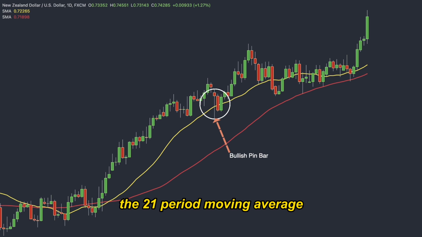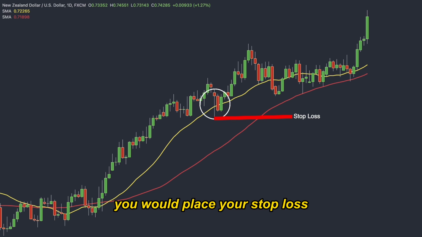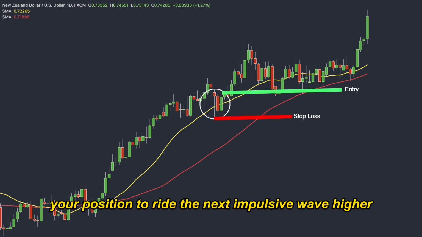The 21-period moving average has acted as dynamic support, and the pin bar signals that the buyers are still in control. You would place your stop loss just below the wick of the pin bar to minimize risk. As the uptrend continues, you're positioned to ride the next impulsive wave higher.